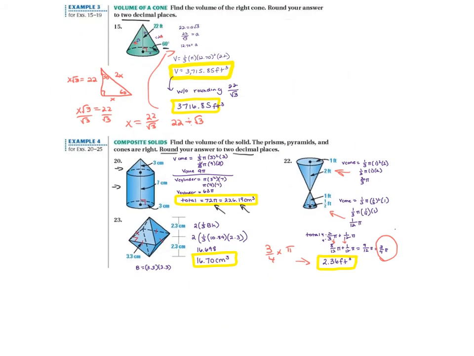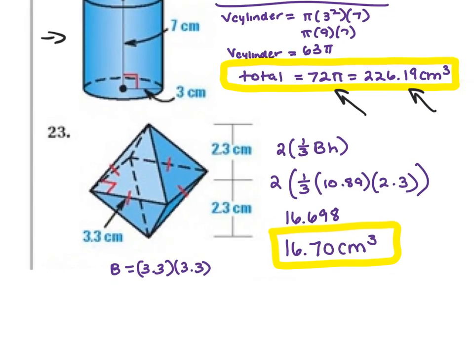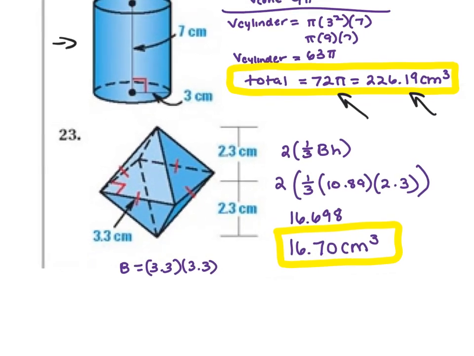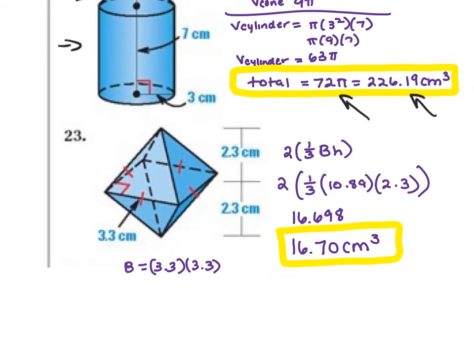And then 23, the last one. These are 2 pyramids that are put back to back. So you're going to find the volume of this top pyramid and then the volume of the bottom pyramid. And then add them together. Notice that they're both really the same. So once you find one, just double it and you get 16.698, which rounds to 16.70.